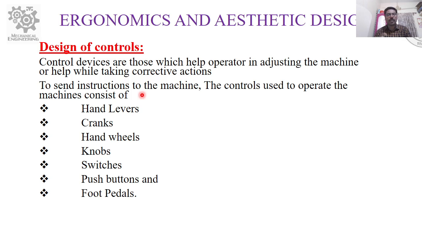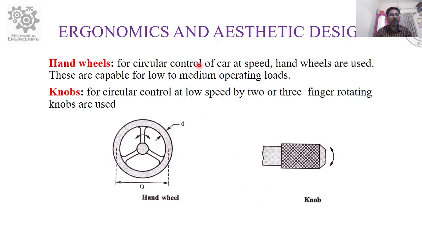We adjust the machines, and the programming given to the systems and the controlling of other related machine functions is very important in controlling devices. In mechanical aspects, we have hand levers, cranks, hand wheels, knobs, switches, push buttons and foot pedals. These are the main mechanical controlling devices. We go one by one: hand wheels, knobs and foot pedals we discuss here.